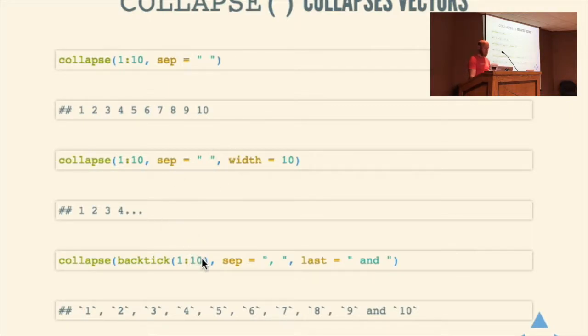And lastly, there are a few other helper functions like backtick, single quote and double quote to make quoting elements easy, and you can pass those into your collapse function. There's also a last argument, and basically what this does is change the separator for the last two elements, which makes it nice if you want to do a big list like this and then add a different separator for the last two elements, which again is very nice in things like error messages.